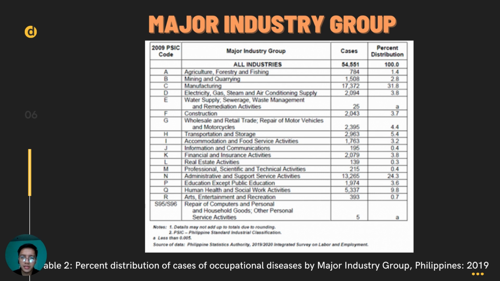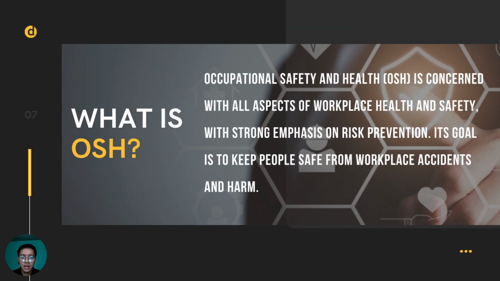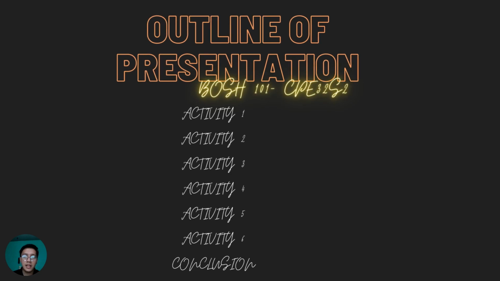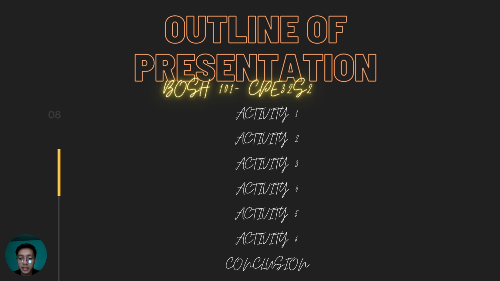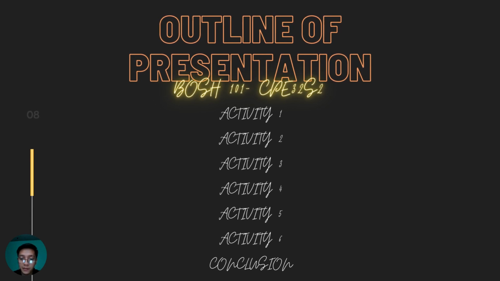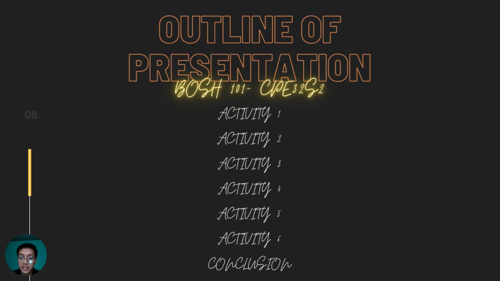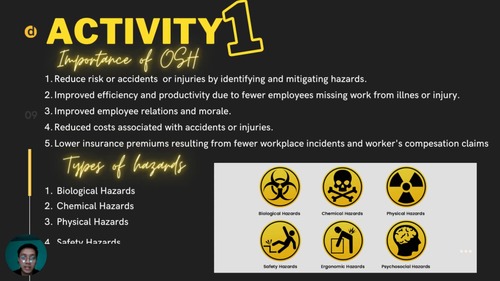So what is OSH? Occupational Safety and Health, or OSH, is concerned with all aspects of workplace health and safety, with strong emphasis on risk prevention. Its goal is to keep people safe from workplace accidents and harm. Here is the set of activities that we did to be aware, gain knowledge, and understand that we must prioritize a safe workplace for everyone as an engineer. Starting with activity number one.